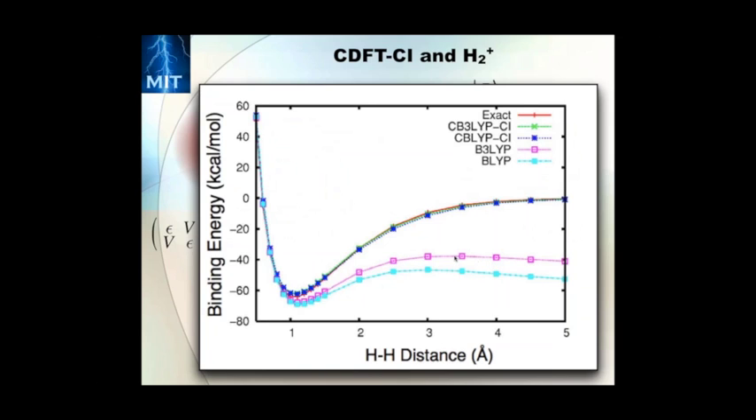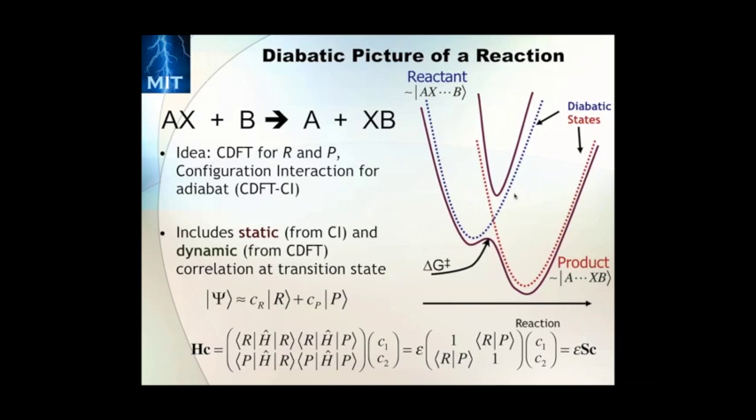And if we take those same two functionals and we do this constrained DFT plus CI approach, which we call CDFT-CI, you get the green and the blue, which agree very, very well with the exact results. So you can actually do some little CI calculations like this. And so you can extend this kind of an idea and treat just a more interesting kind of reaction.